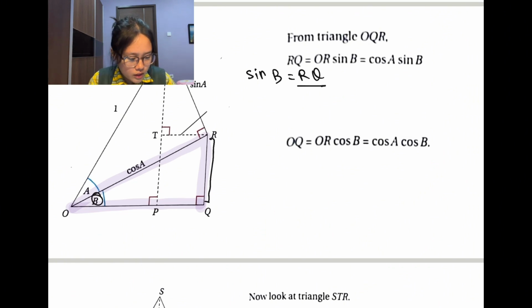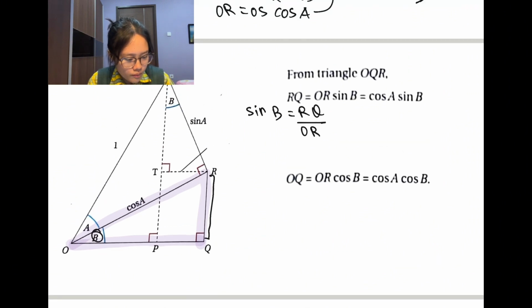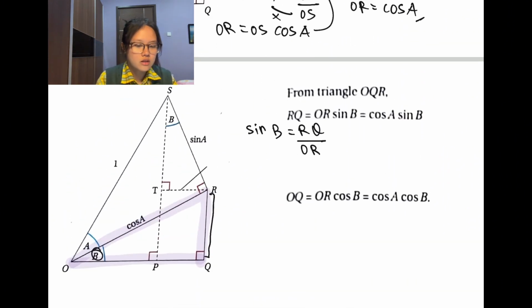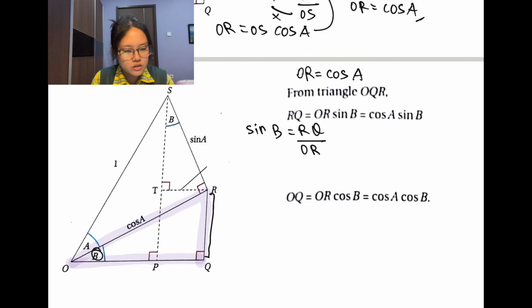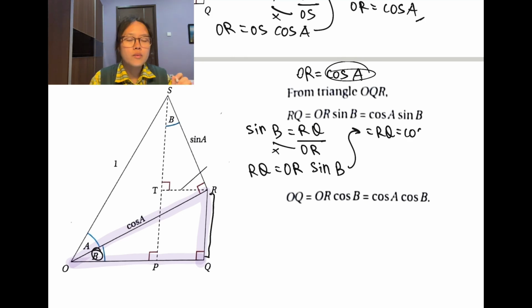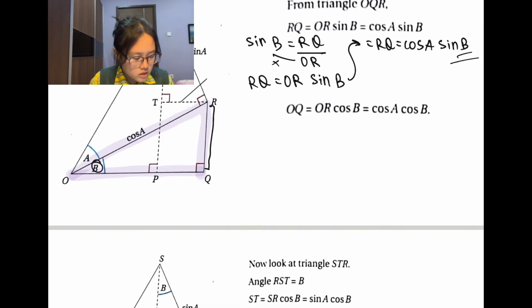So sin is the opposite, which in this case is RQ, and it's going to be sin B because you can see that it has the angle of B. So it will become RQ over the hypotenuse, which is cos A or OR. And how do we know that OR is cos A? Because previously, we have already found that cos A is OR. So we're just going to multiply them like that. So it will become RQ equals OR sin B. And OR, because we already know it is cos A, we simply insert it. So it will become RQ equals cos A sin B.